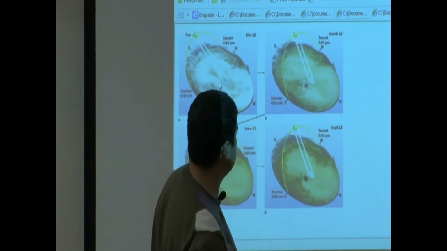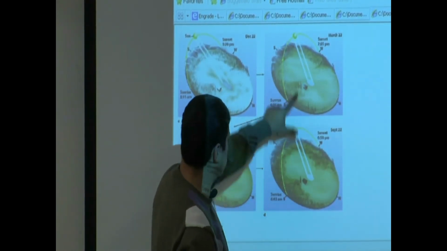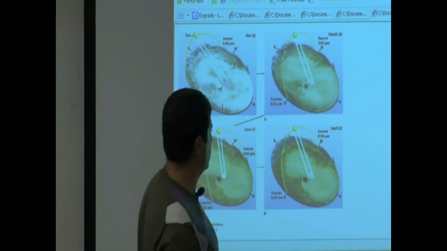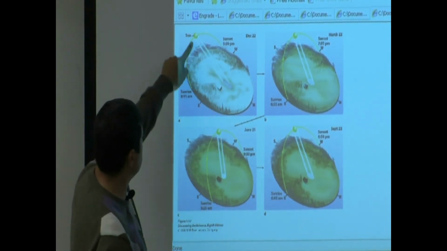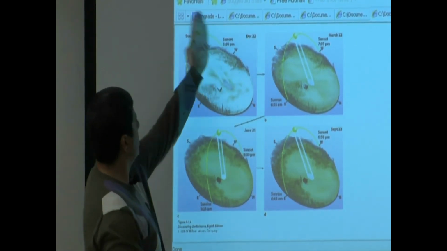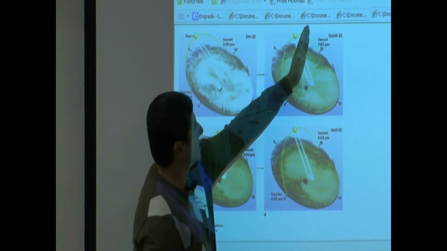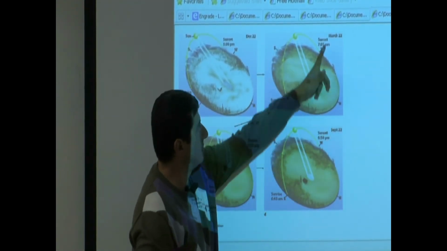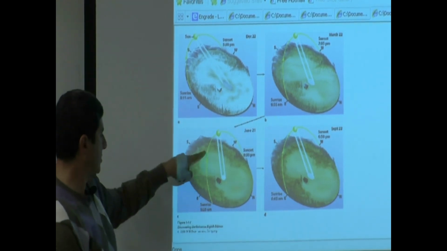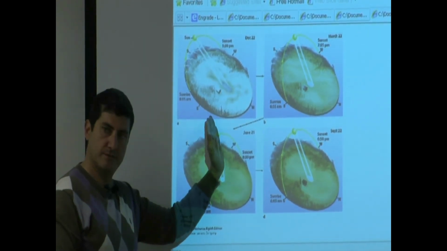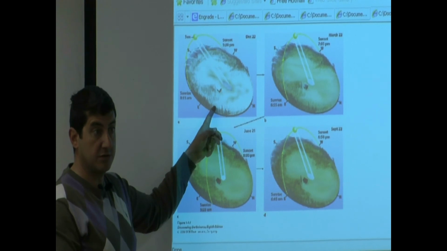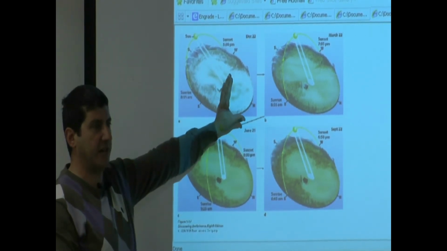Let's see what these two are showing. These two are showing the situation in September and March. So it's kind of in the middle between these two, you see? This is very low in the sky. This is kind of low, March or September. And in June, it's a little low. If you get this picture, you can explain to anybody why we have seasons.